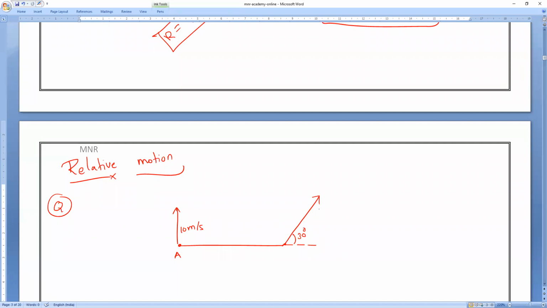Okay. Now, find the V relative. Relative means, we all know, velocity 2 minus velocity 1. That is what we used to call relative. Okay. Now in these cases, observe very carefully. They are asking the speed of a particle at B relative to A. That is what they are asking. So in this case, velocity of B minus velocity of A.